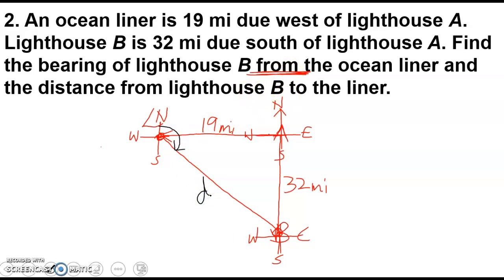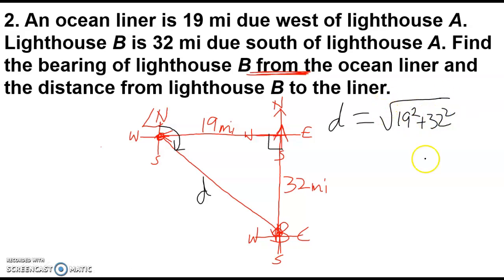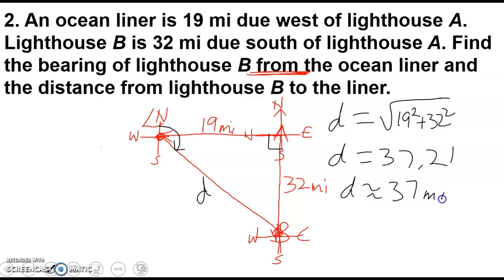Of course, the two lines west and south form a right angle there. So we can use the Pythagorean theorem right away to find the distance because we know the two sides. So what's that going to be? D is going to be the square root of 19 squared plus 32 squared, because those are the two legs. So D is about 37.221, which is approximately 37 miles.